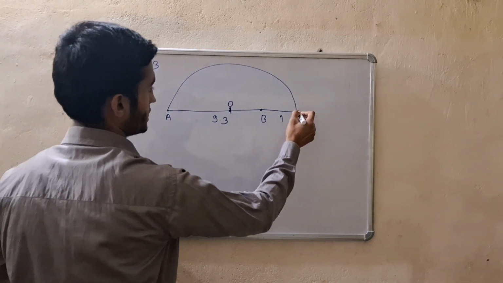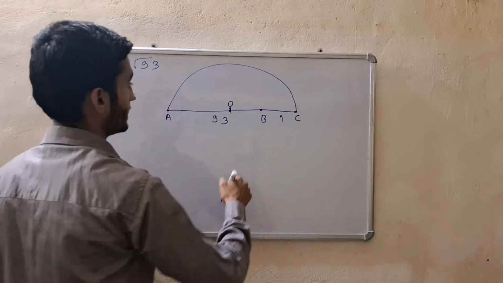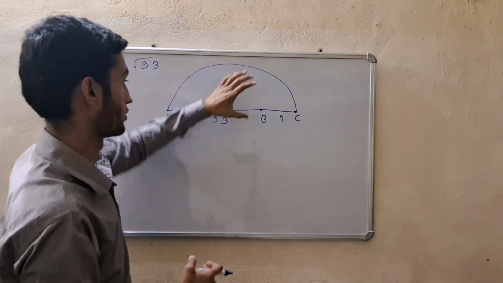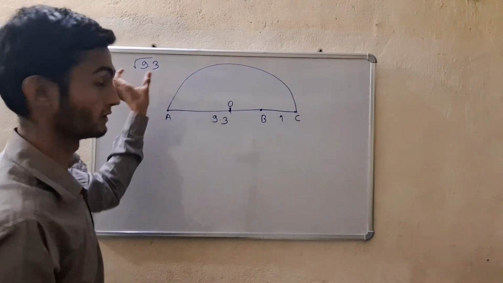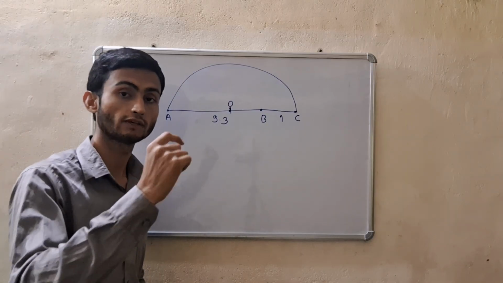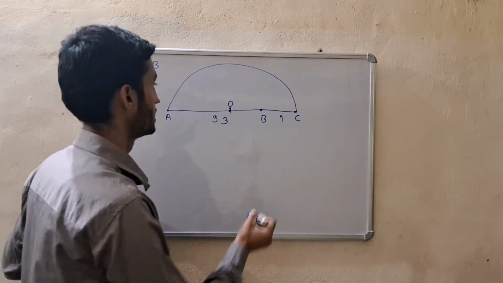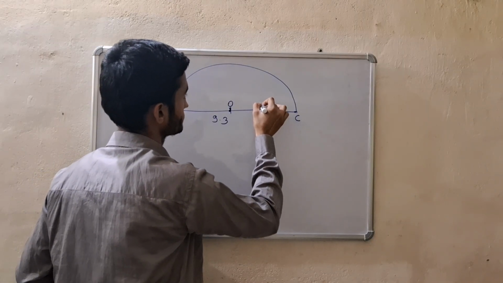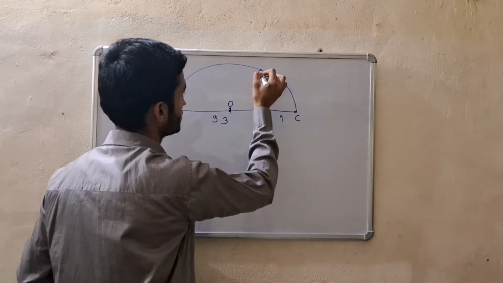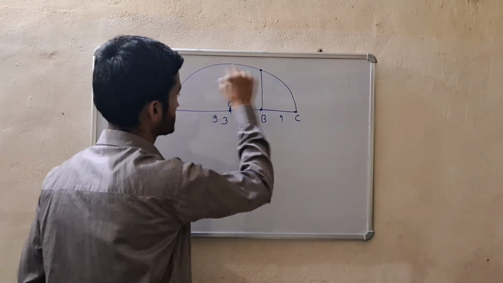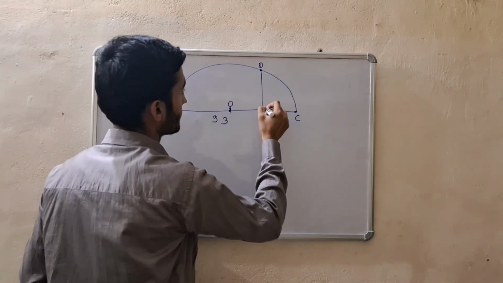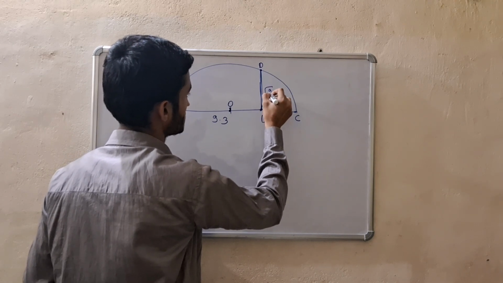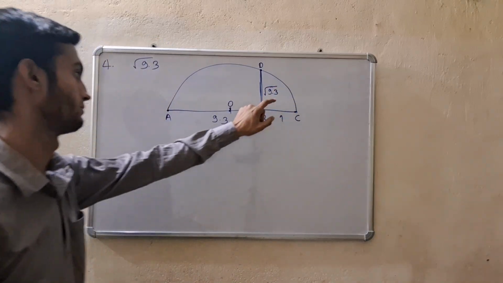So this OC is the radius, right? Then we draw a perpendicular, and the length of the perpendicular which we are about to draw gives us what we intended to find. We draw it so that it passes through B. And wherever this perpendicular intersects the semicircle, let's say this is D. Now this length, this perpendicular, represents the value of the square root of 9.3, right?